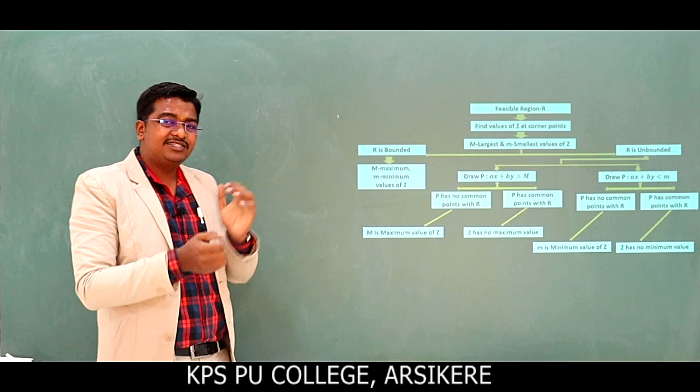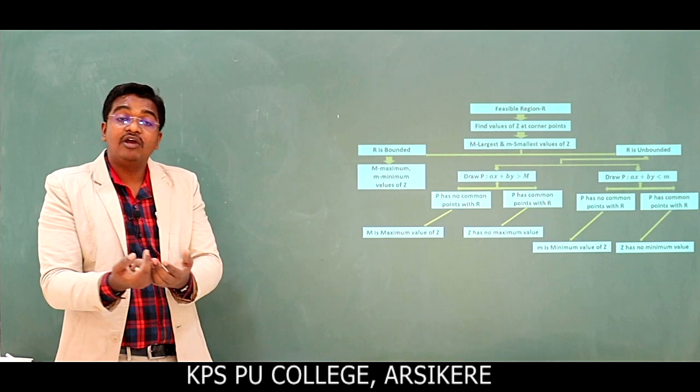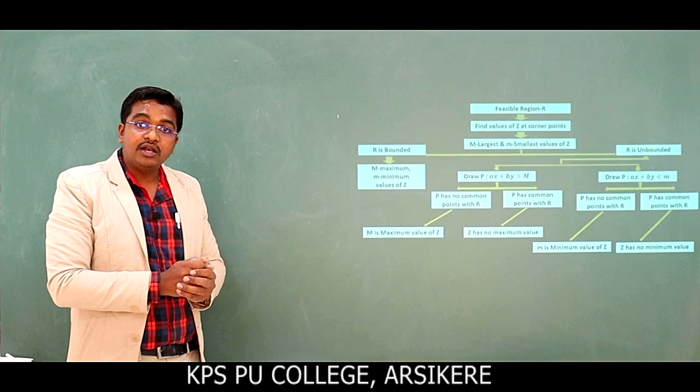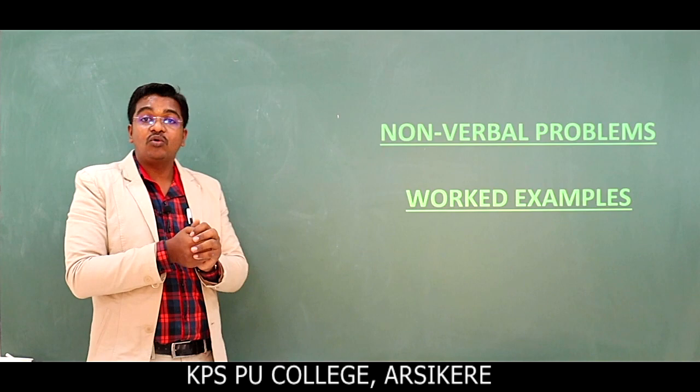In your exam, in most cases a bounded region will be asked. So for a bounded region, take the largest value as the maximum and the smallest value as the minimum value of the objective function. Is it clear? For the unbounded region, pause and watch the video again, and you will get the complete method to solve a linear programming problem by the graphical method. Next we discuss some important problems. They are the worked examples.